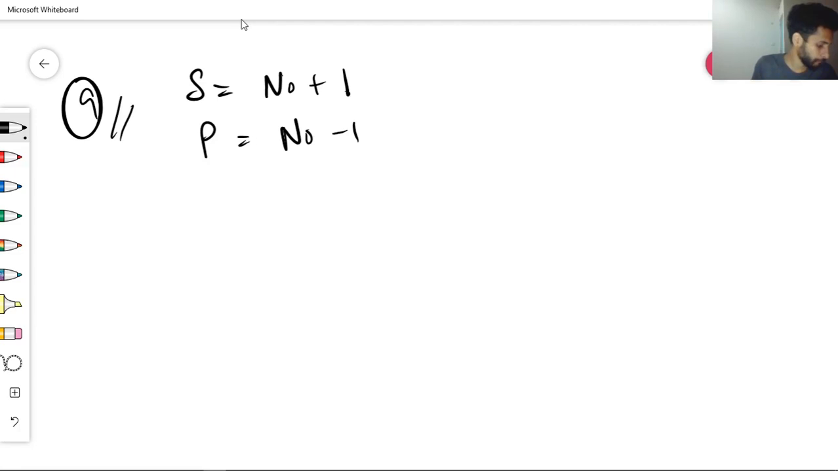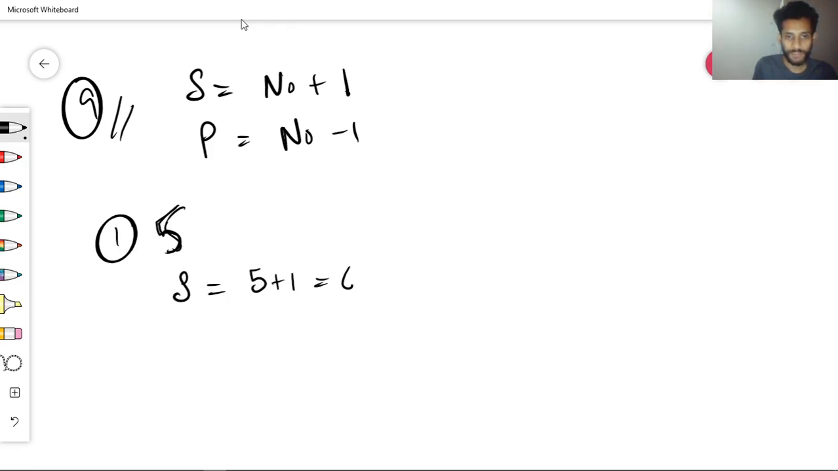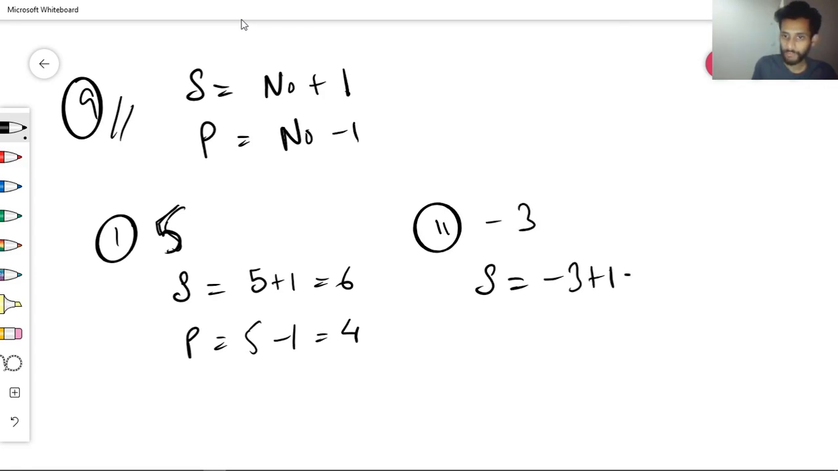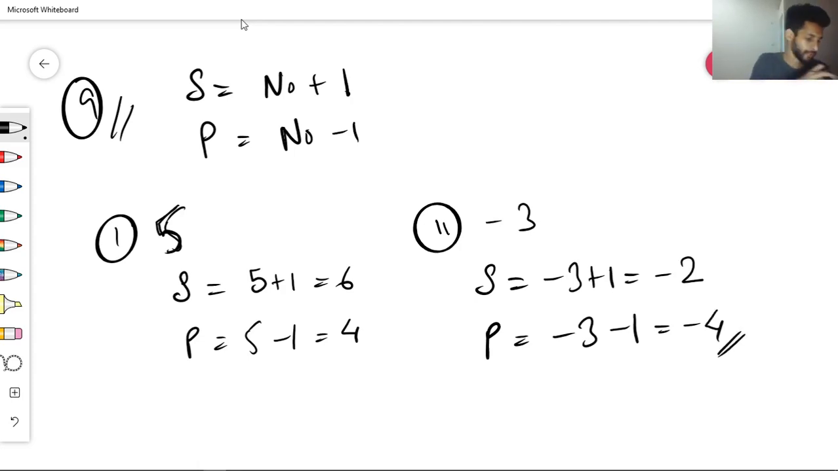So now when we do it, first of all, number 1 is 5. So the successor will be 5 plus 1, that is 6, and the predecessor will be 5 minus 1, that is 4. Number 2 is minus 3. Successor will be minus 3 plus 1, that is minus 2, and predecessor will be minus 3 minus 1, that will be minus 4. So this is it. Just do it in this way. We will be getting the answers.